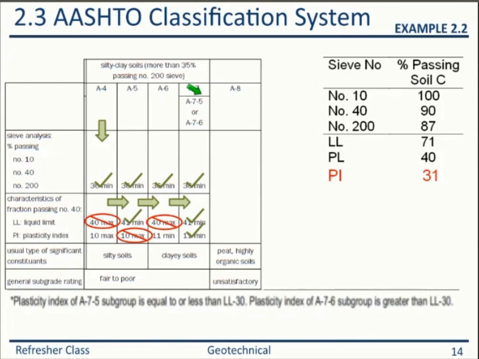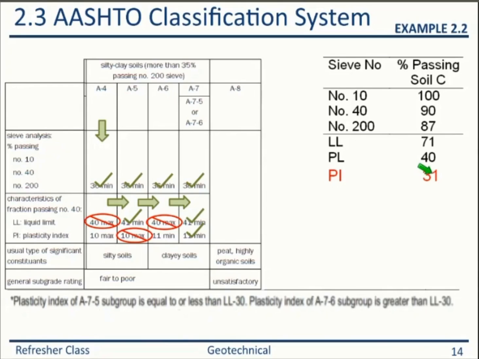Now, you know the PI of this soil is 31. This PI value has to be checked against the liquid limit minus 30. When you do liquid limit minus 30 for soil sample C, what is the value? Can you give me that? It's 41, right? PI of the soil is 31 and the test value is 41. So PI of the soil is less than liquid limit minus 30. Is that correct?